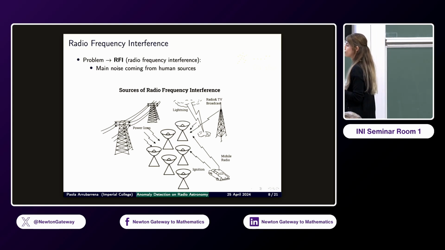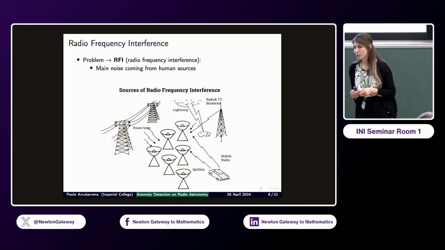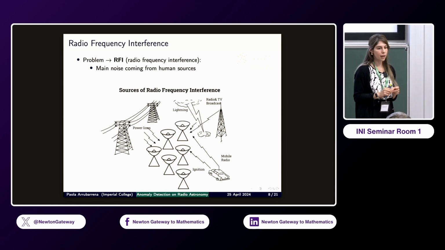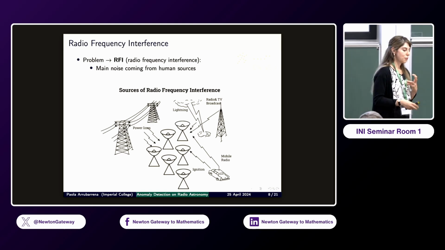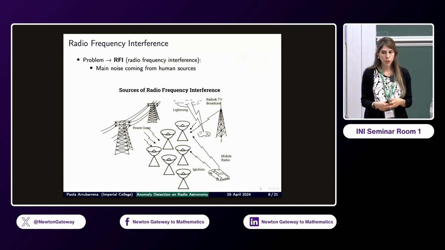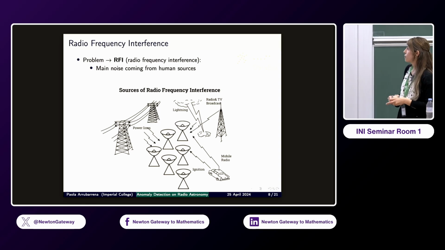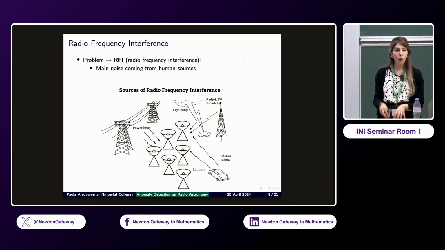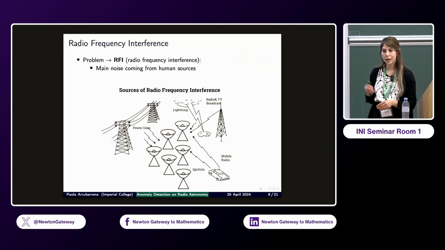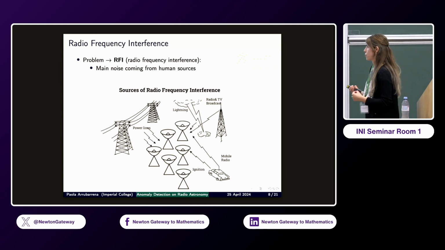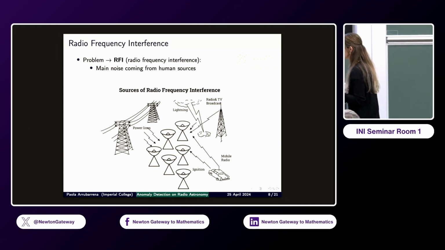So far, so good. But of course, there's a huge problem. And I don't know if someone thought about radio broadcast or TV broadcast when I was talking about radio waves. The reason is that there's a lot of noise coming from human sources that can reach the radio observatories, antennas or observatories.